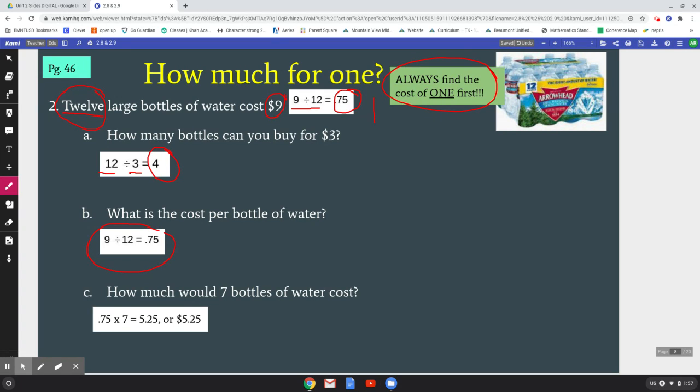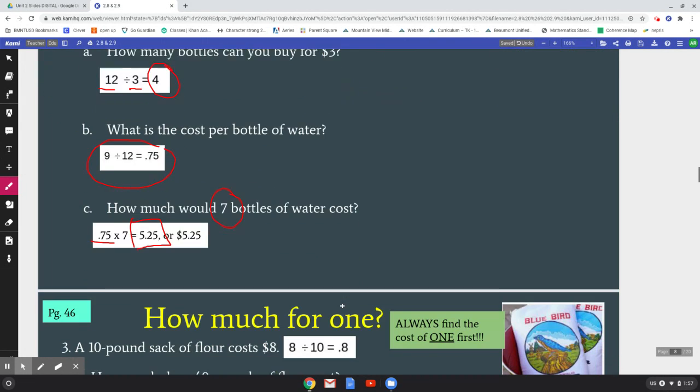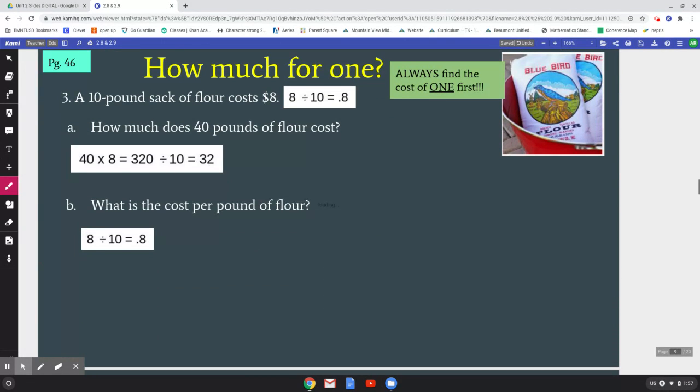Now it says, how much would 7 bottles of water cost? So I'm going to take that 7 and I'm going to multiply it by the cost of 1, which is 75 cents. And my answer is $5.25. And we'll do it one more time.